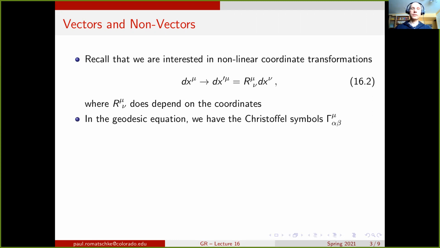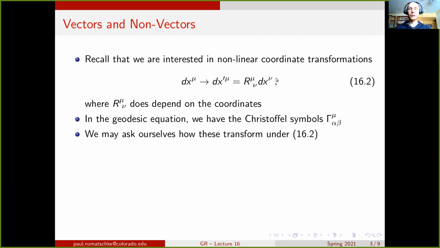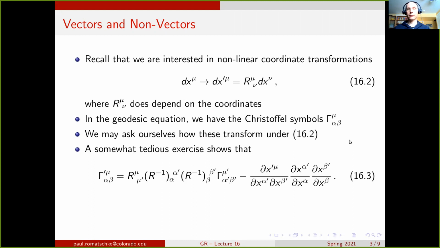In the geodesic equation, we have the Christoffel symbols gamma mu alpha beta, and we can ask ourselves how these actually transform under these coordinate transformations. It is possible to calculate that. We can either use the specific expression of the Christoffels in terms of derivatives of the metric tensor, or we can go back to lecture 10 where we had an expression of gamma mu alpha beta in terms of derivatives of coordinates. However you proceed, the exercise is a little bit tedious, but not too much.